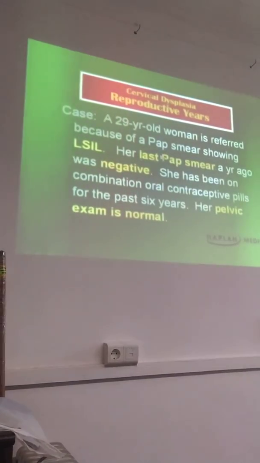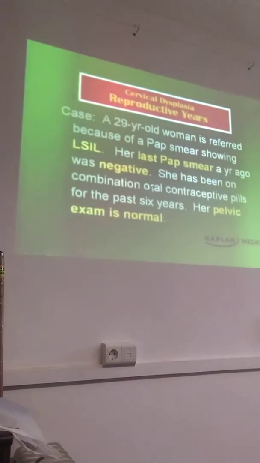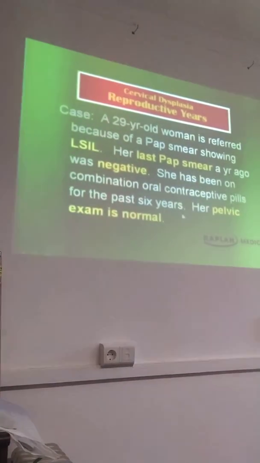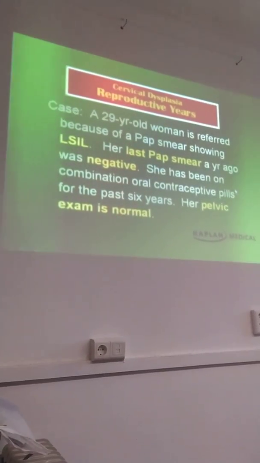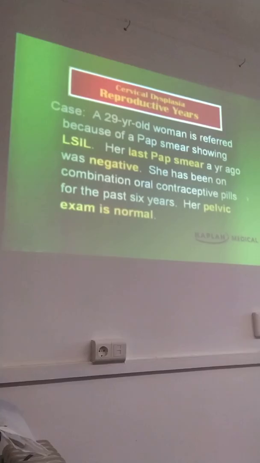Her last pap smear a year ago was negative. She's been on combination oral contraceptive pills for 6 years. Pelvic exam is normal. Basically, the issue here is, what do you do with a pap smear that shows LSIL?